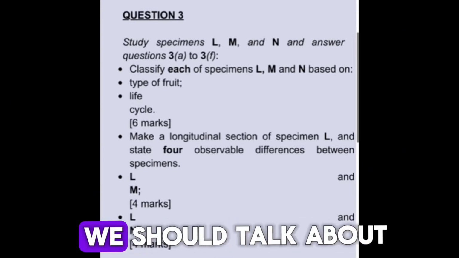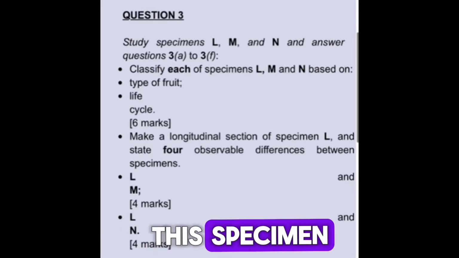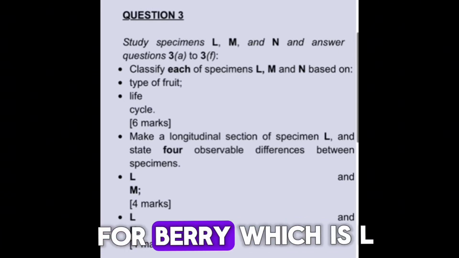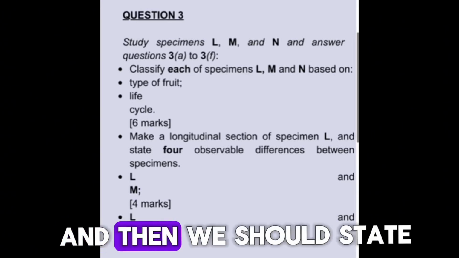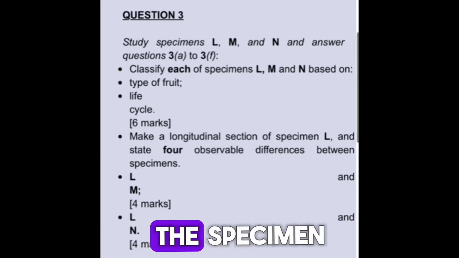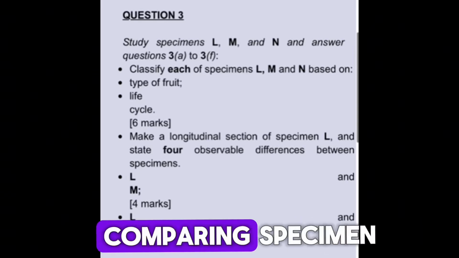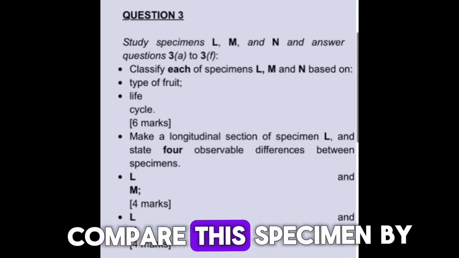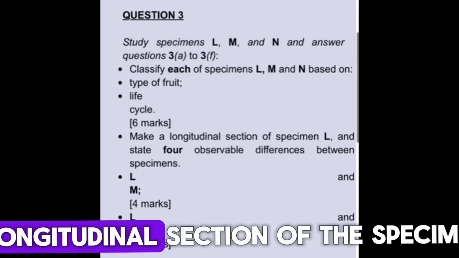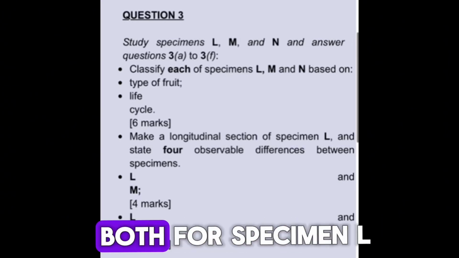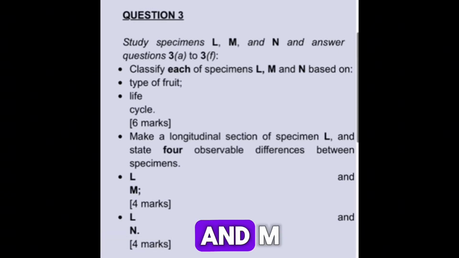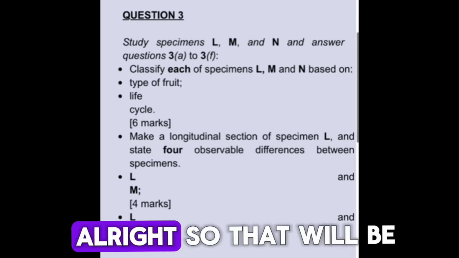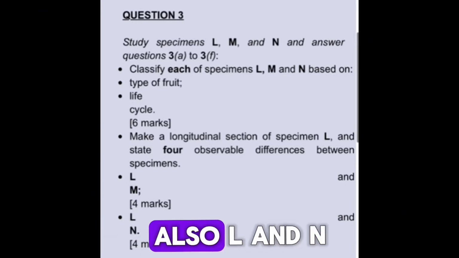The next one says we should talk about the life cycle of these specimens, and then the next question says we should make a longitudinal section of the specimen for berry, which is L, and we should state 4 observable differences between the specimens. So this practical is basically comparing these fruits. We are going to compare them by making longitudinal sections, both for specimen L and M, and then another one for L and N.